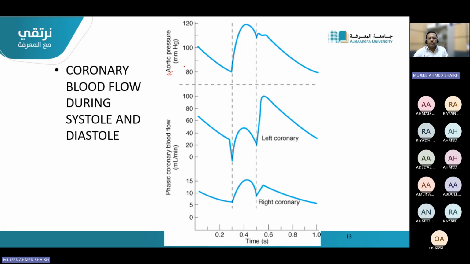This is the aortic pressure change. During systole, it will be very high, and in diastole it is reducing. Whereas in the left coronary blood flow, if you see, it will be less in systole and more in diastole. But in the right coronary, during systole it will be the same, and during diastole it will not be much affected. Here, it will be increased in diastole.